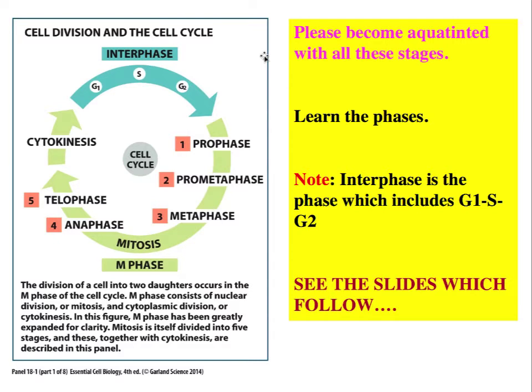M phase, mitosis phase, represents a small section of the entire cell cycle. But in this figure, we have just enlarged that section to get the words in their appropriate places. So students need to learn that prophase is the first phase of mitosis, followed by prometaphase, metaphase, anaphase, and telophase.